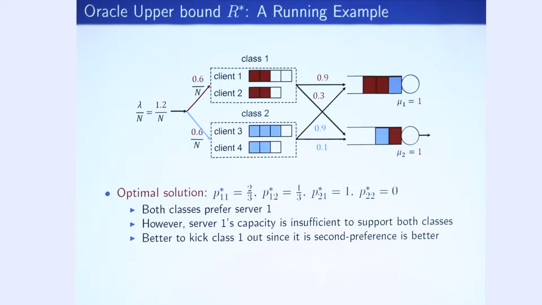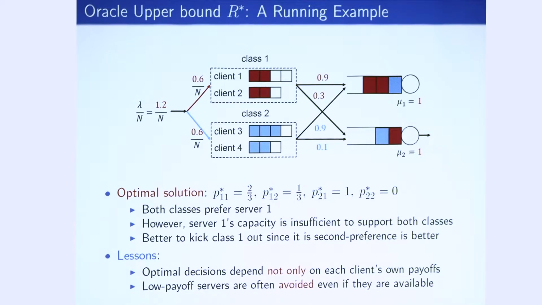So you have to kick someone out of server 1. Which class do you need to kick out? It turns out that we need to compare the second preferences. For class 1, the second preference payoff is 0.3, which is higher than for class 2. So if you really want to kick out one class, it's better to kick out class 1, since its second preference is better. In particular, we split the traffic from class 1, routing 1/3 of the traffic to server 2. The reason is that then the total arrival rate to server 1 will be exactly equal to 1, the service capacity. So that's the optimal solution.